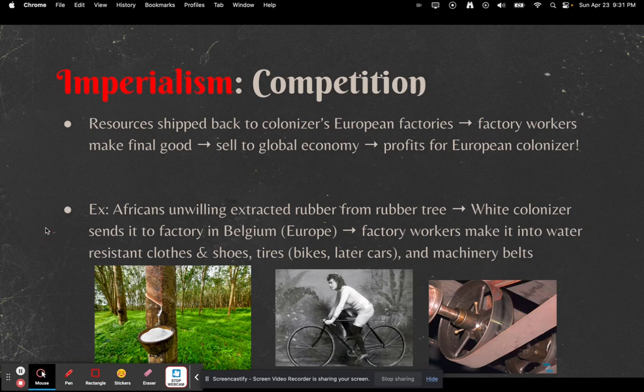So what happened is that resources were shipped back to the colonizers' European factories. Then the factory workers would make the final good. The government would sell it to the global economy, and that meant profits for European colonizers. An example would be Africans extracting rubber from rubber trees. Then the white colonizers would send that rubber to their factory, such as in Belgium. The factory workers would make it into water-resistant clothes, shoes, tires for bikes and later cars, and machinery belts.